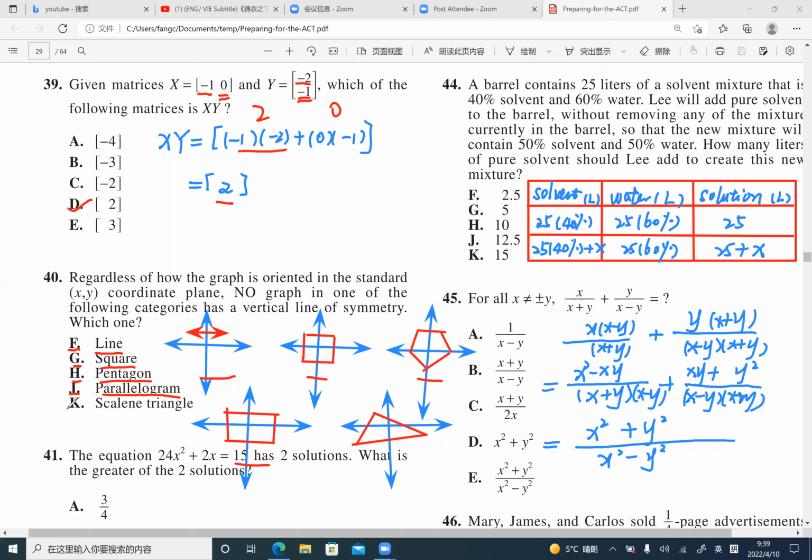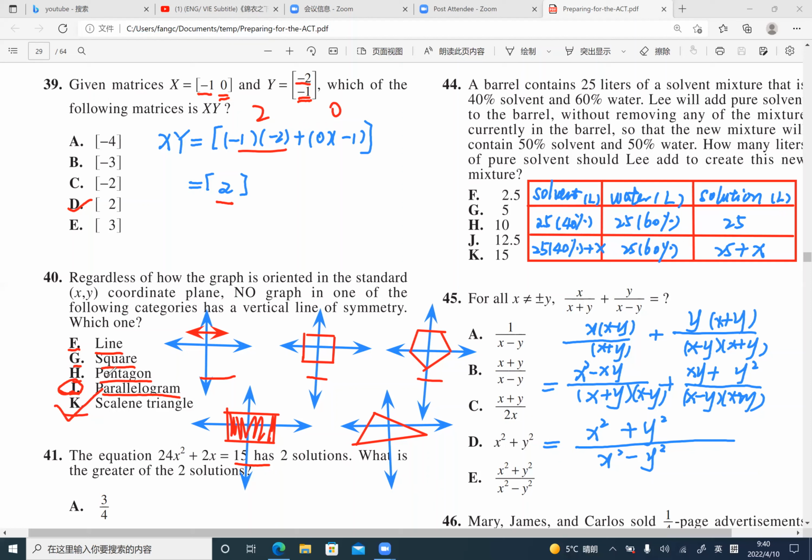But option K, scalene triangle, no matter how we position it, it can't have a vertical line of symmetry. Note that option J, parallelogram: the rectangle is a special parallelogram, so option J is also not our answer. So which one doesn't have a vertical line of symmetry? We should choose option K.